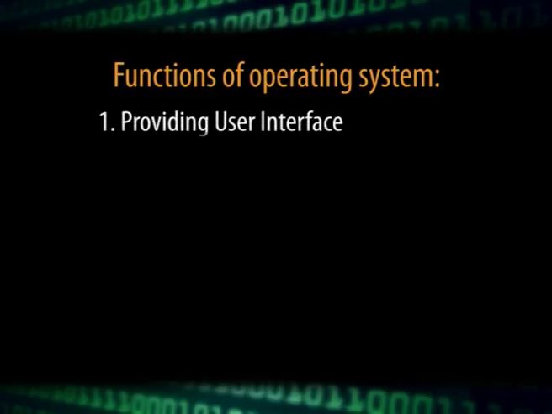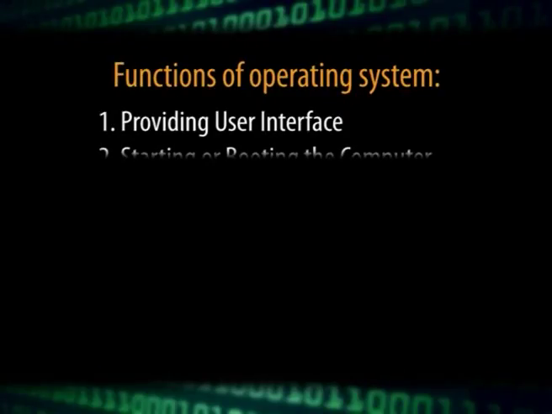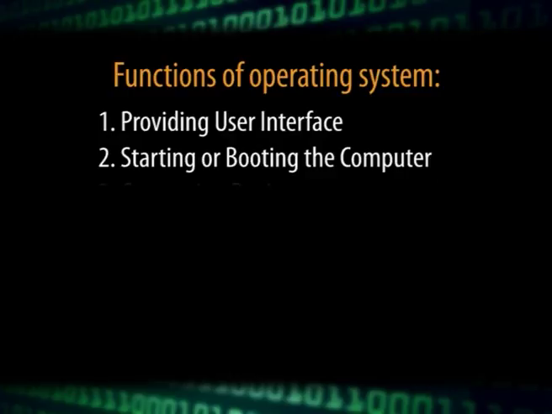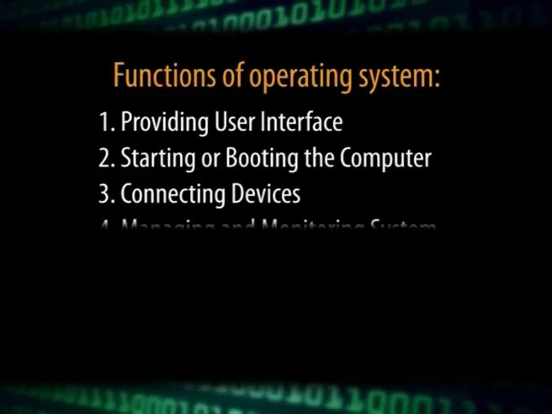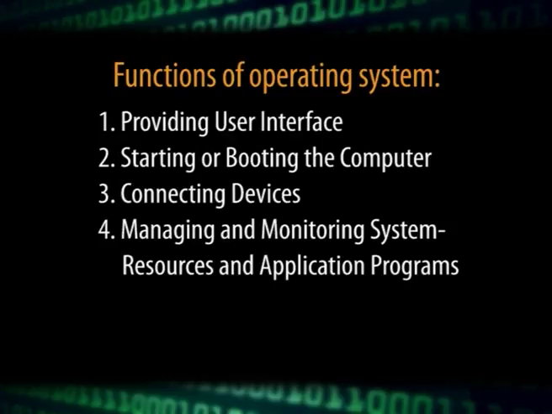First is providing user interface, providing an interface so that the user can give the commands and get the desired output. Second, starting or booting the computer is also the task of the operating system. Third, connecting various devices like various types of printers, scanners, cameras. Again, this is the task of the operating system to establish the connection between the devices and operate these devices. Fourth is managing and monitoring system resources and application programs. Fifth is management of files.